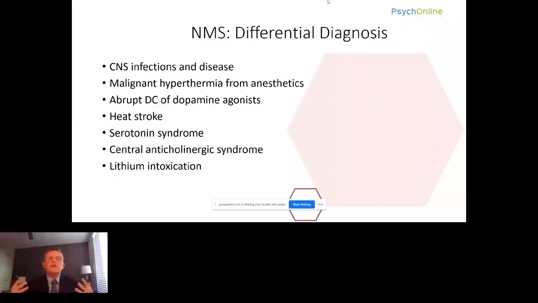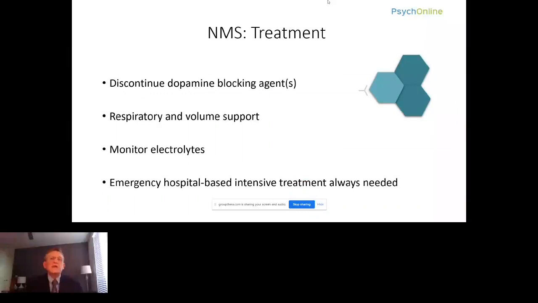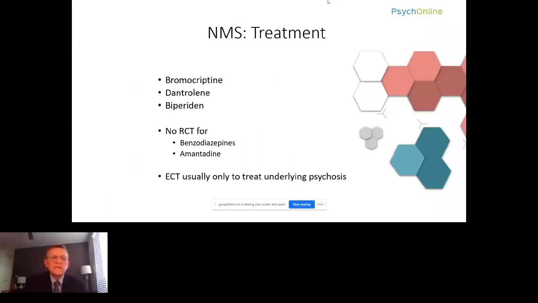The differential, again, includes CNS infections and disease, malignant hyperthermia from anesthetics, abrupt discontinuation of dopamine agonists, heat stroke, again, serotonin syndrome, central anticholinergic syndrome, and even lithium intoxication. What is the treatment? Discontinue the dopamine blocking agent. Provide respiratory and volume support, monitor electrolytes. Emergency hospital-based intensive treatment is always needed.